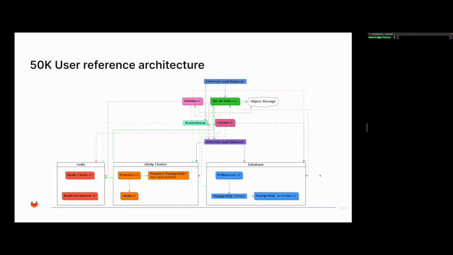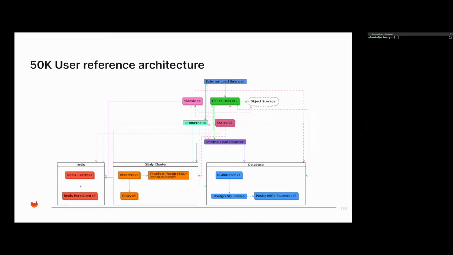Now, what does a large installation look like? I took the 50,000 user reference architecture. The 25,000 user one will look similar. So when your architecture scales, it's basically scaling the different clusters with more nodes, rather than the architecture looking a lot different than this one.